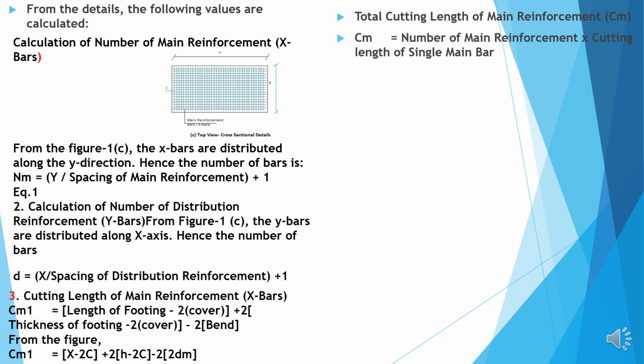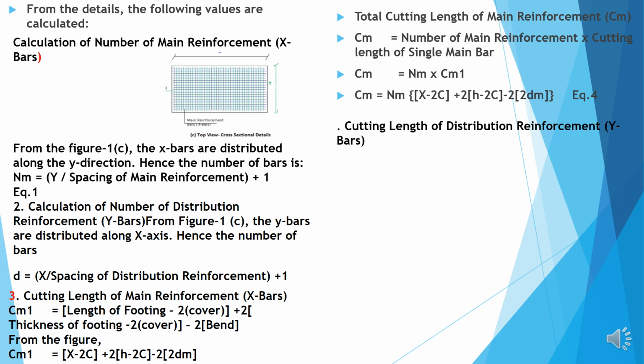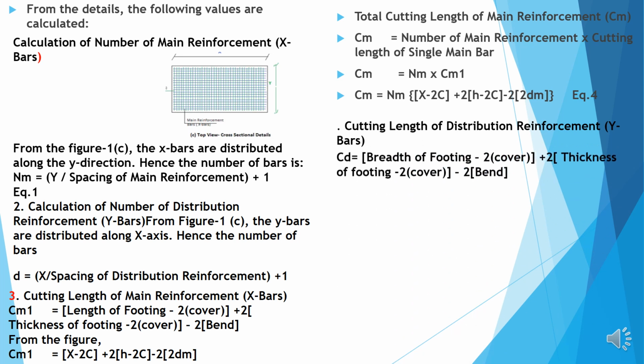Total cutting length of the main reinforcement cm is the number of reinforcement bars into the cutting length of a single main bar. cm is equal to nm into cm1. So cm is equal to the number of bars into x minus 2c plus 2h minus 2c minus 2dm, which I am calling equation 4.